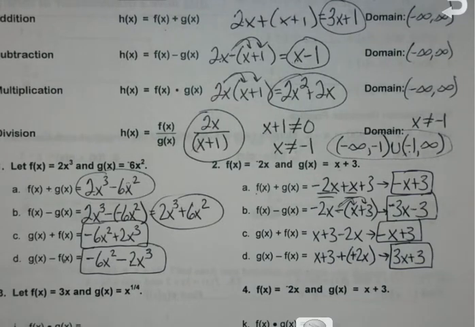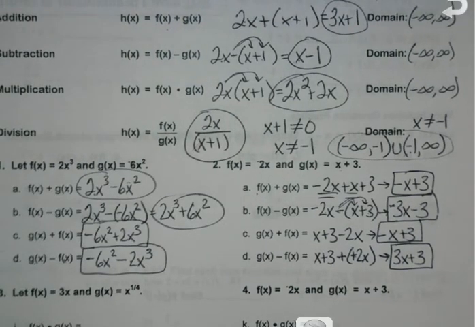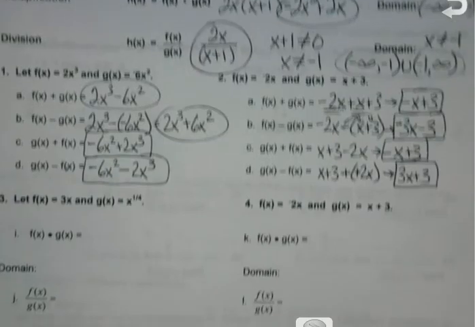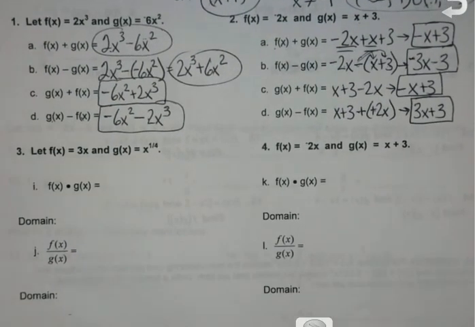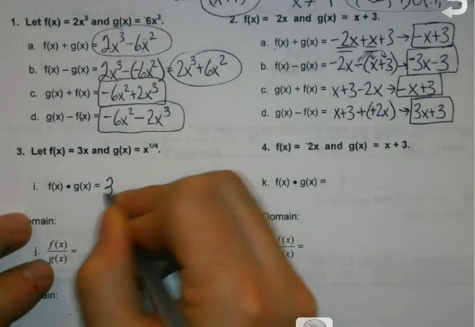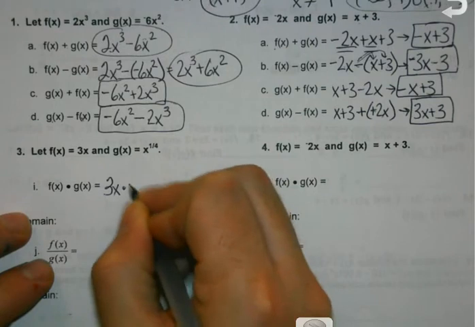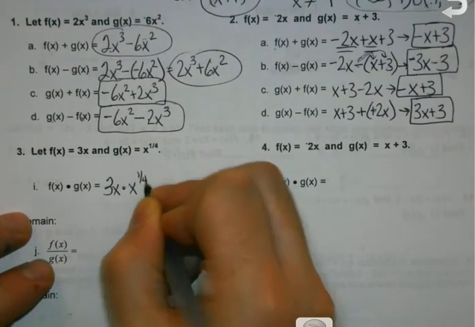So again, as long as you're cautious, these really aren't anything that's going to be too terribly difficult. The only thing that seems to give people some trouble is typically when we get to multiplication or division. Because they get to here and they go, okay, so 3x times x to the 1/4. Ooh.